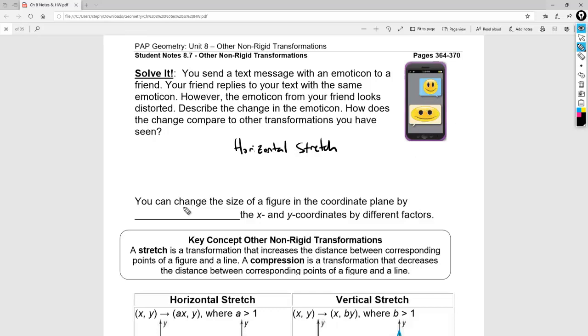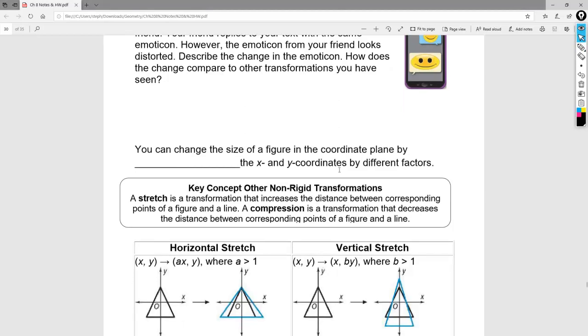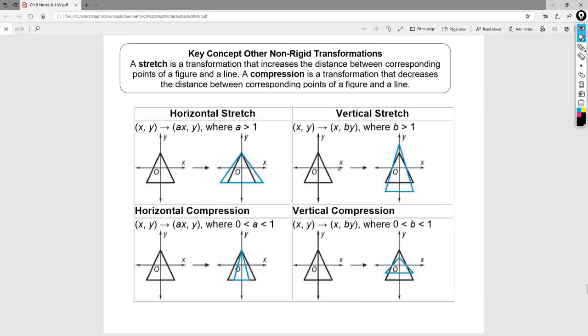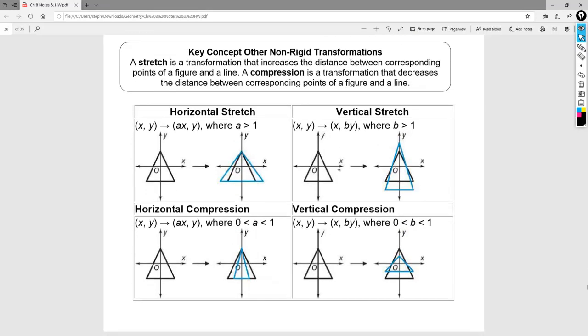Okay, so we can change the size of a figure in the coordinate plane by multiplying the x and y coordinates by different factors. Okay, where in a dilation, we multiplied everything by the same factor. And now if we multiply the x and y coordinates by different factors, we can stretch or compress.